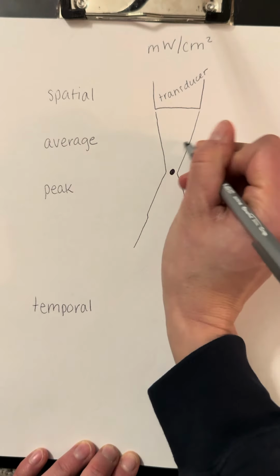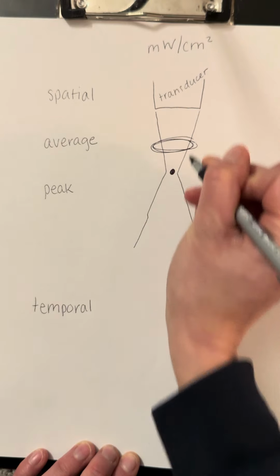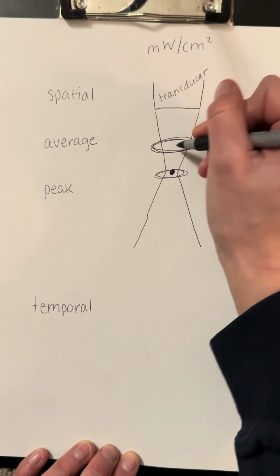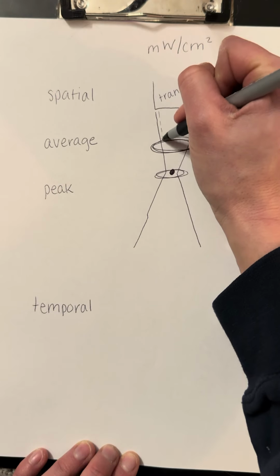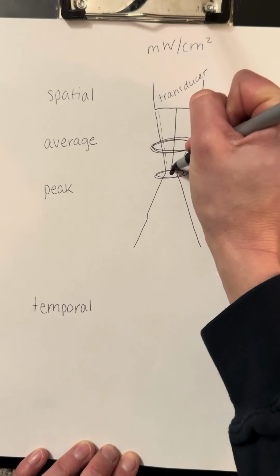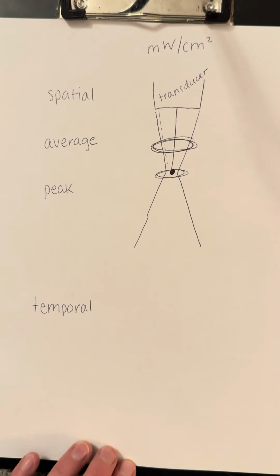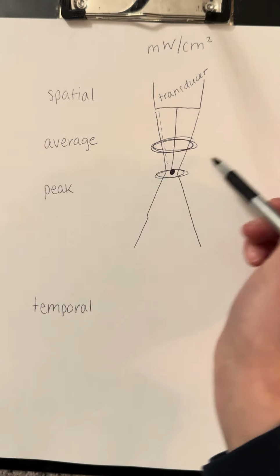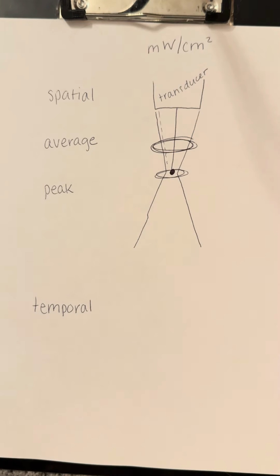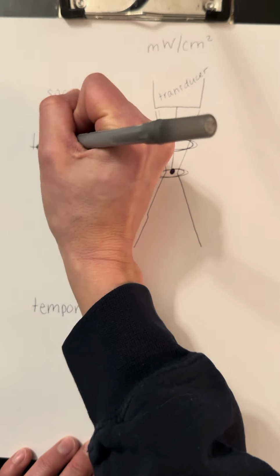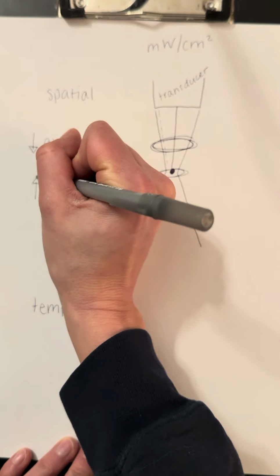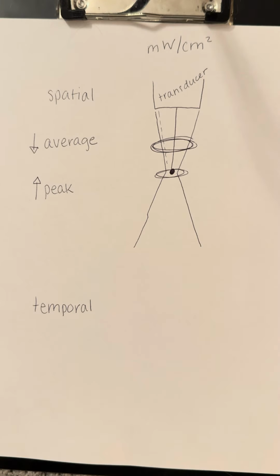The average of our beam would be taking a cross section across some section here, and averaging out all of the intensities. Out here, our beam is weak. In the middle, it's strong. So when we average the spatial intensities, it's obviously going to be lower in intensity than our peak. So average is always going to be lower than peak when we're talking about spatial intensity.